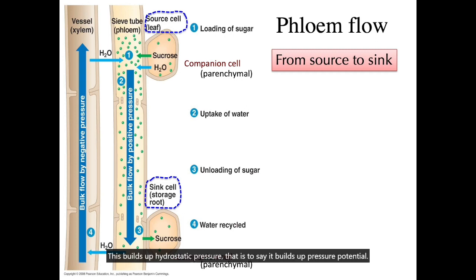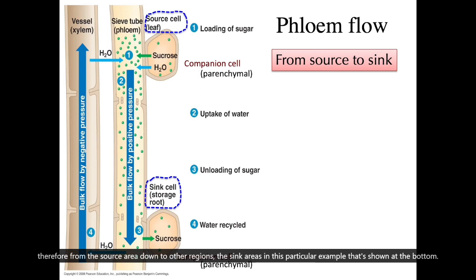This builds up hydrostatic pressure. That is to say, it builds up pressure potential. So the pressure potential is now higher in this area. It's higher than it is in other areas of the sieve tube. So the water will flow from higher to lower water potential. And it flows, therefore, from the source area down to other regions, the sink areas.